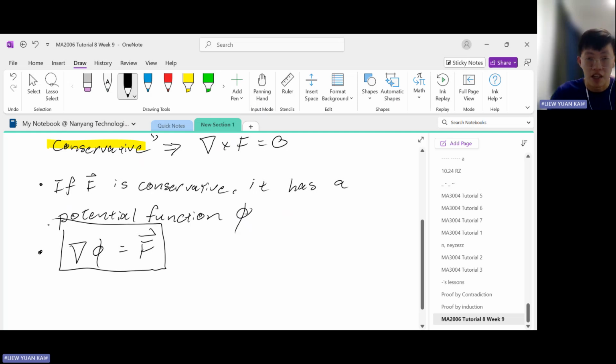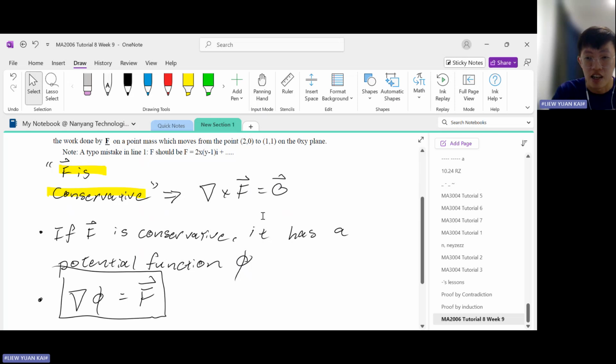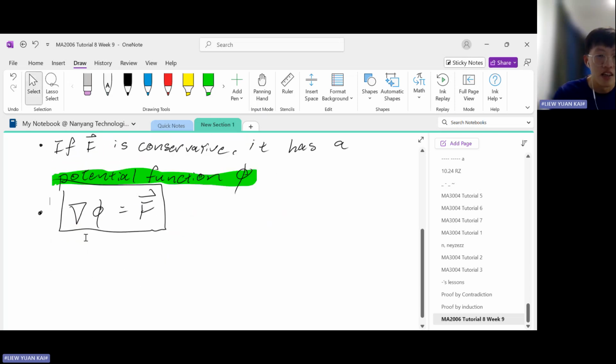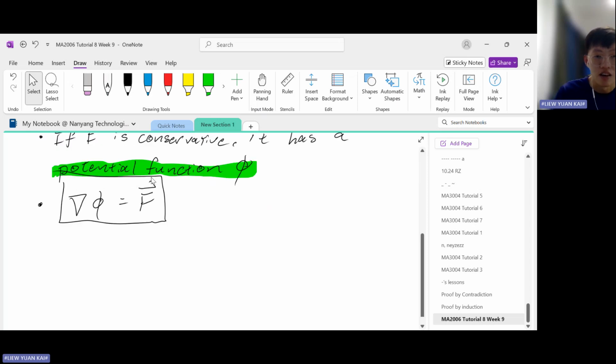So let's start from the beginning. First, you need to check nabla cross F. Is it equal to the 0 vector? If it is, then we can call this force conservative. So what's so special about conservative forces? The special property is that it has a potential function phi. And what is the potential function? It is a function such that nabla phi is equal to F. This is called the gradient operator. Remember, nabla taken on a scalar function is called the gradient operator.